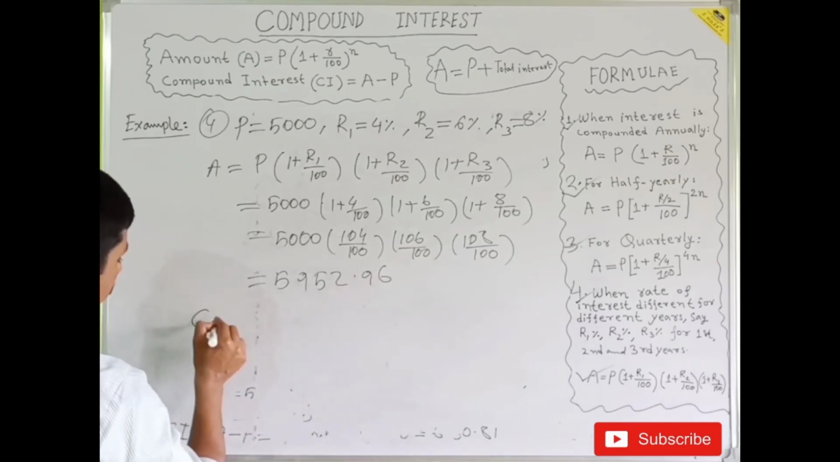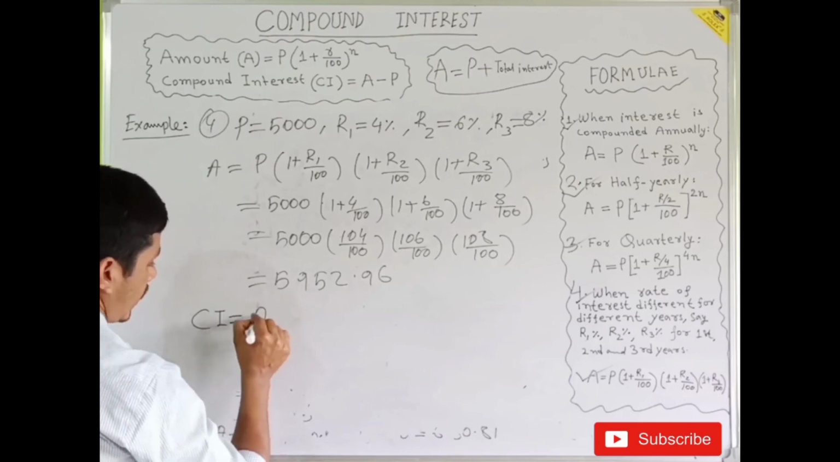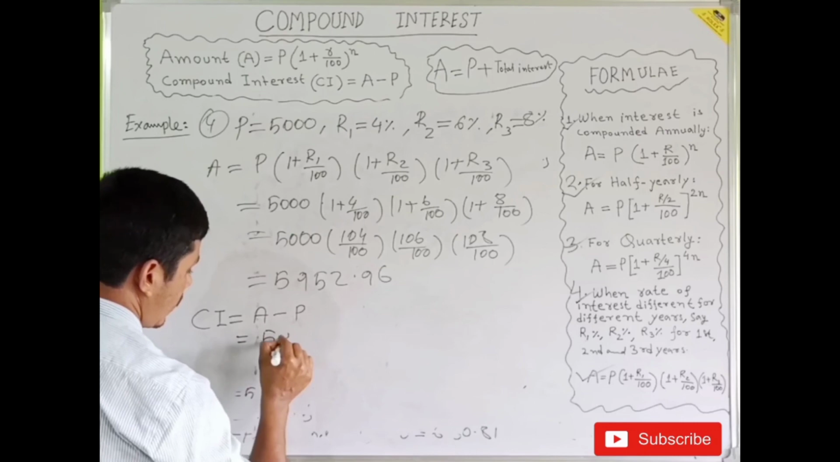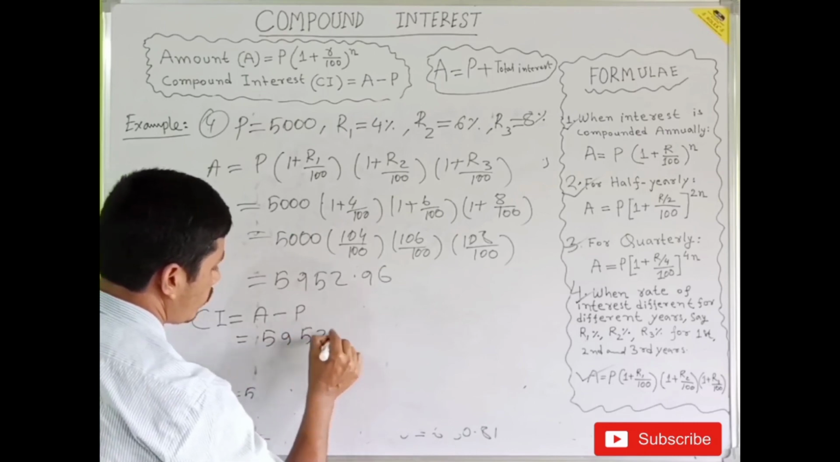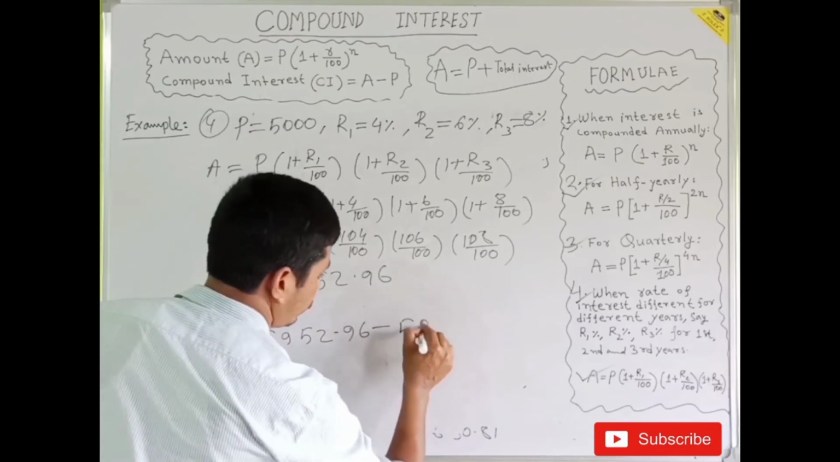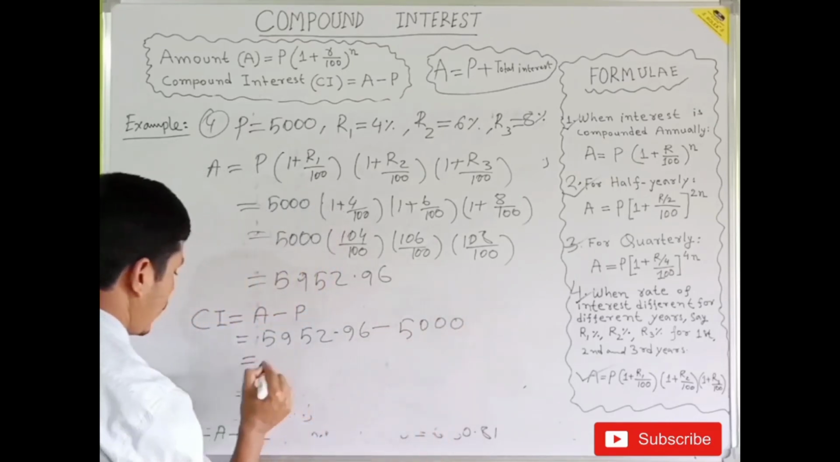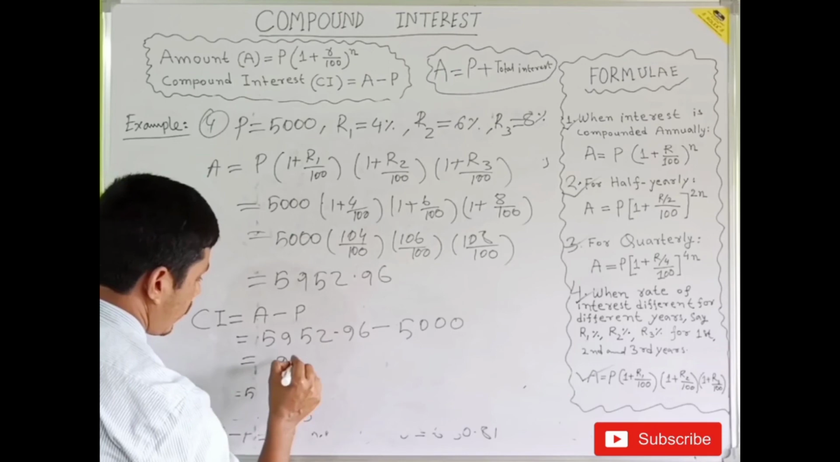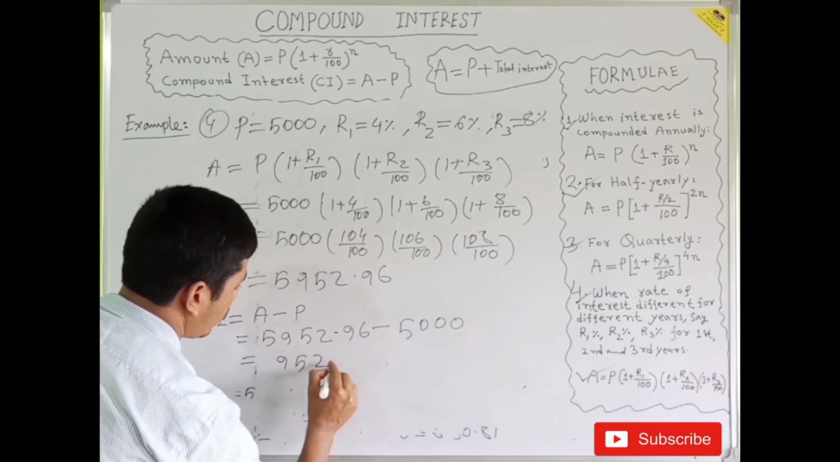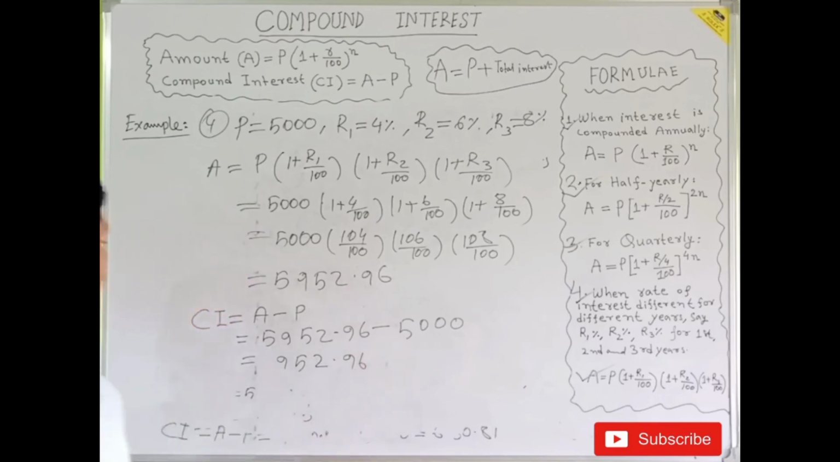Now compound interest is A minus P, amount minus P. Here amount is 5952.96, principal is 5,000. Therefore, compound interest is equal to 952.96. It is the amount of compound interest.